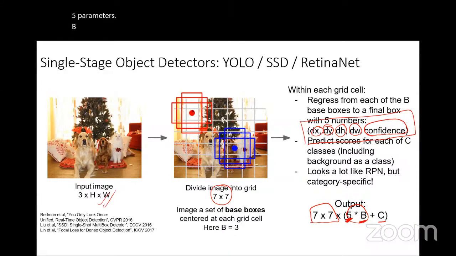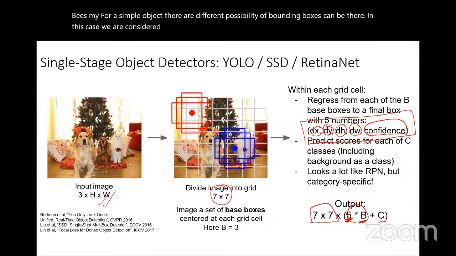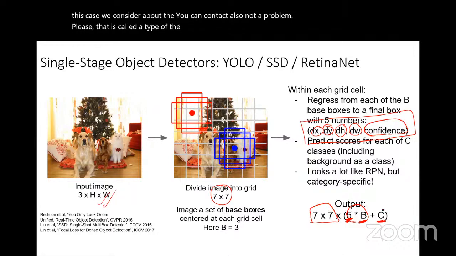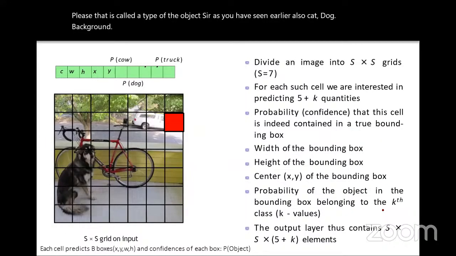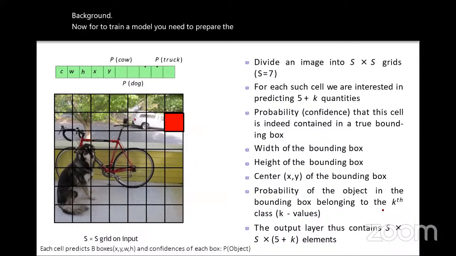B is my, for a simple object, there are different possibilities of bounding boxes. In this case, we are considering 3. You may consider 2 also, not a problem. Plus C, that is the type of the objects, as we have seen earlier also: cat, dog, background. Now to train a model, you need to prepare the training data. How can this particular training data be prepared?